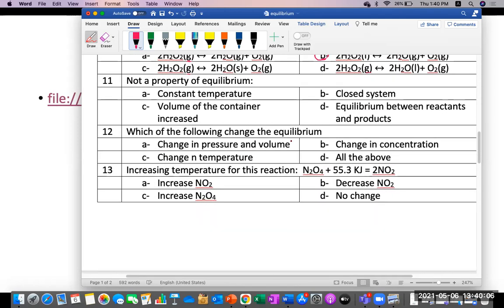Which of the following changes the equilibrium? If we change the pressure and volume, of course, if we change the concentration, of course, and if we change the temperature, of course. So it means it will be all.